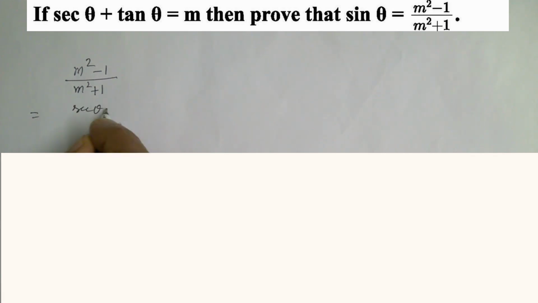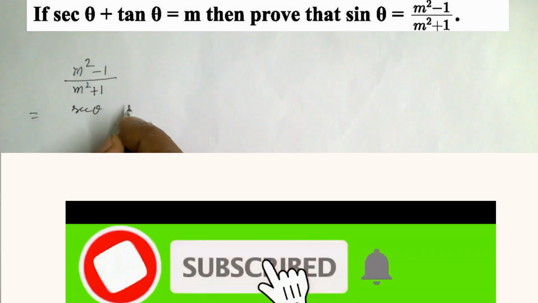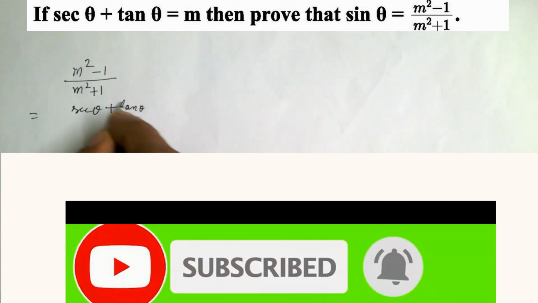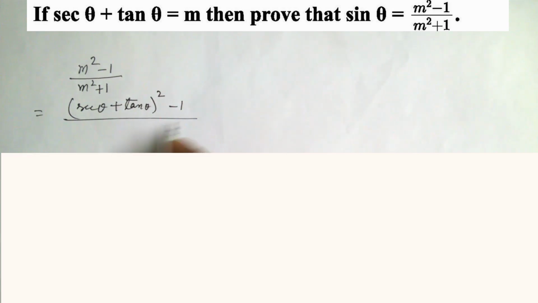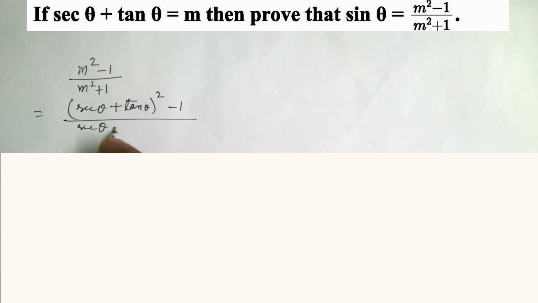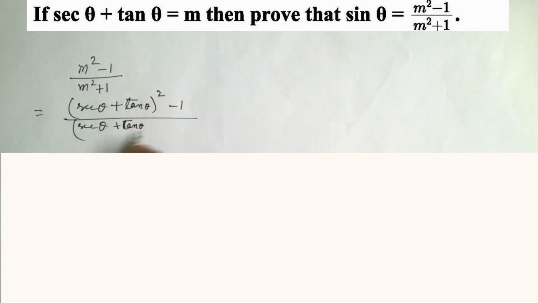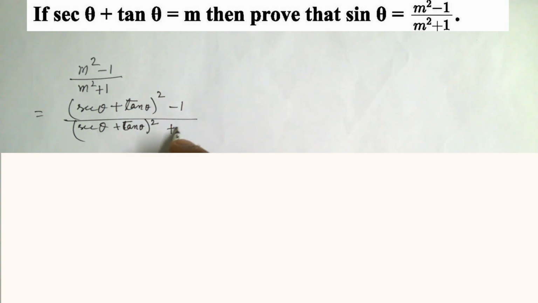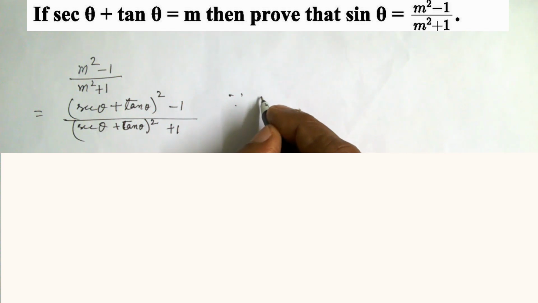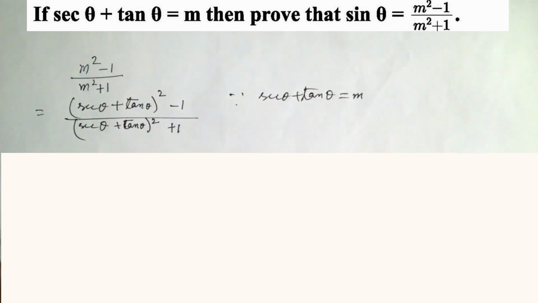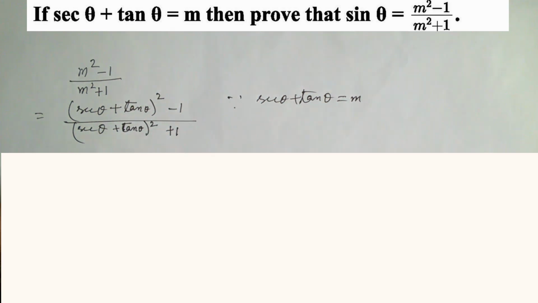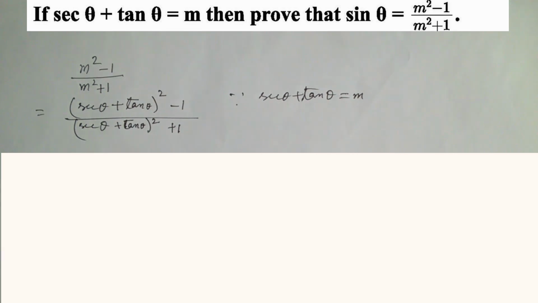So sec theta plus tan theta, that whole square, minus 1 by sec theta plus tan theta whole square plus 1, as sec theta plus tan theta is equal to m. Now expanding, sec theta plus tan theta whole square.